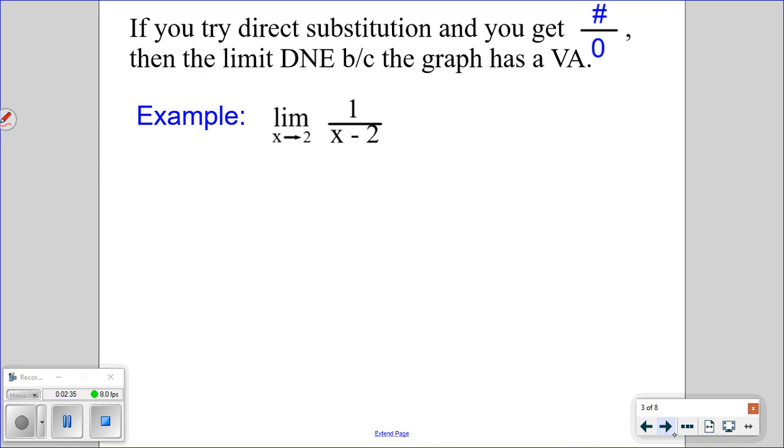Okay, here's an example. The limit as x approaches 2 of 1 divided by x minus 2. If we try direct substitution, plugging in 2 for x, we're going to get 1 divided by 0, which we cannot do. So that leads you to the conclusion that the limit does not exist. And you're done.